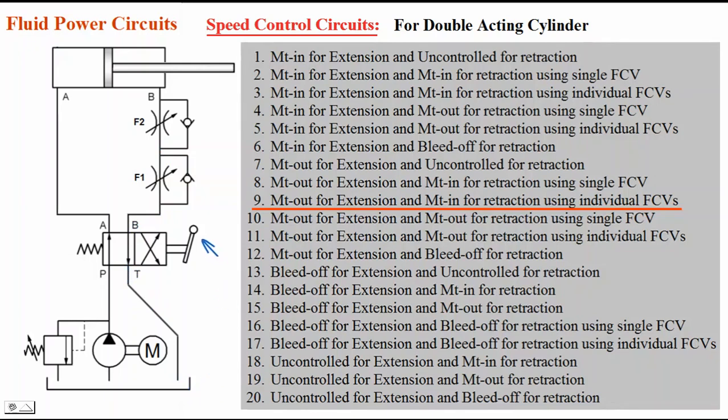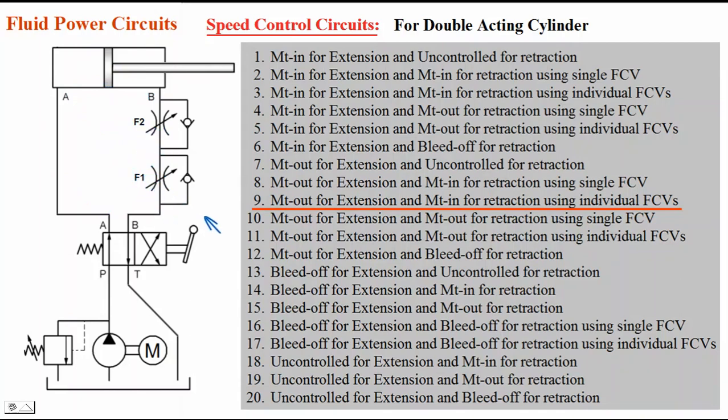Okay, when I shift the lever to the other position, P to B, A to T connection is made and oil starts flowing from P to B and it will start flowing through this F1. Okay, flow is controlled and that controlled flow is flowing through this check valve to the cylinder during retraction. That's why it is meter in for retraction. Got it? So meter out for extension and meter in for retraction by using two flow control valves F1 and F2.